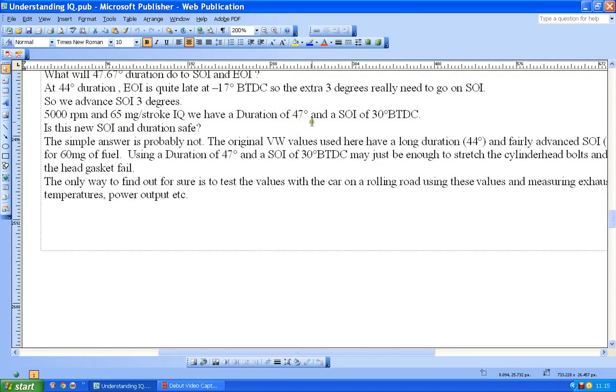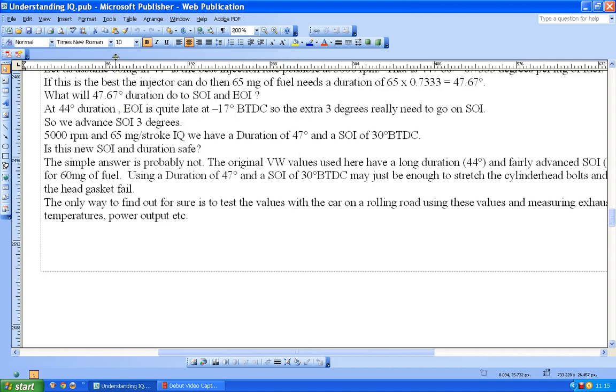It's going to take us roughly 47 degrees, I've knocked the odd bit off the end, and we need a start of injection time of 30 degrees. So is this safe? That's what I've written there. Is that safe? Is that okay?